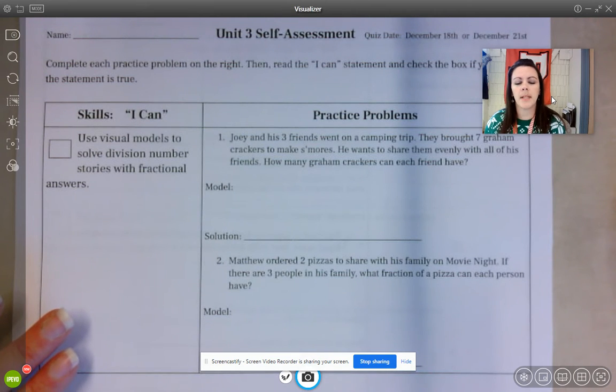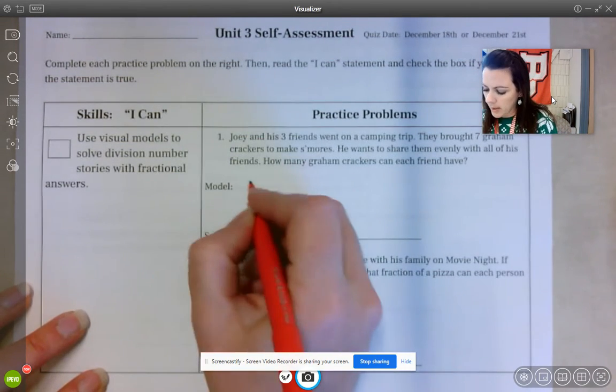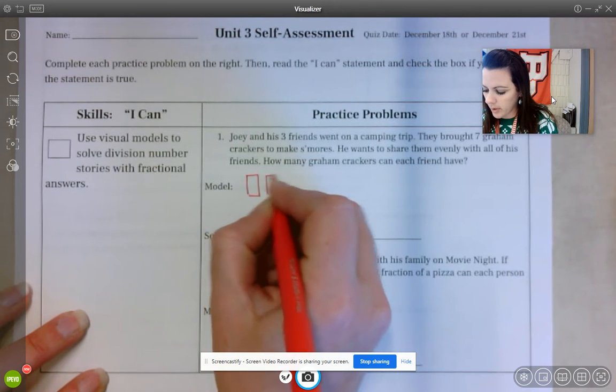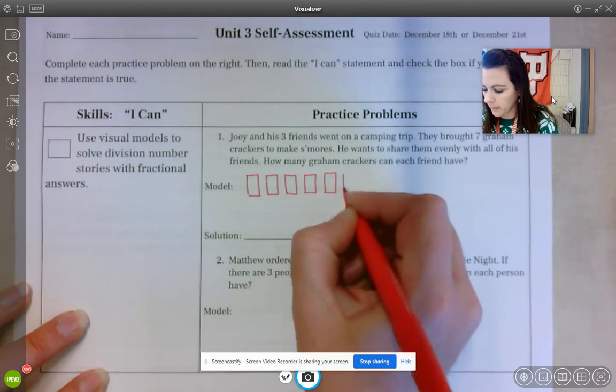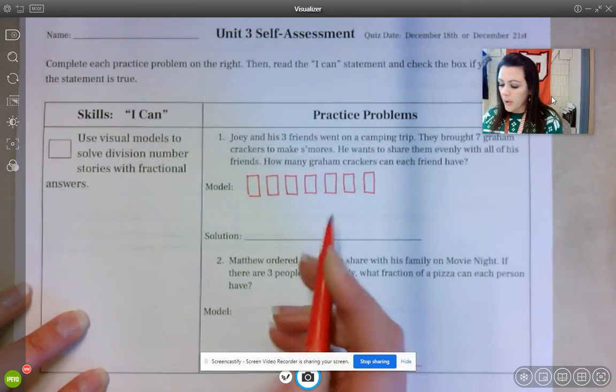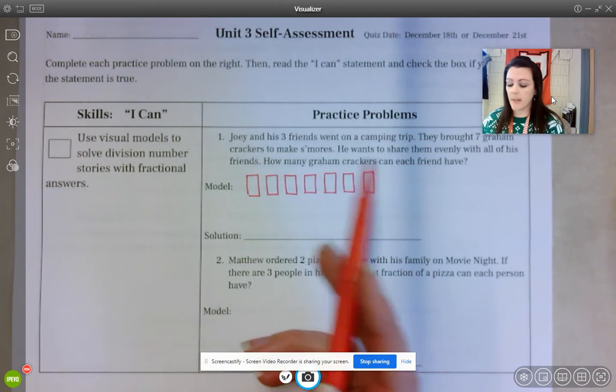So I know that when I'm done, my answer should be an answer greater than 1. If I get a fraction for my answer, I know that I've done something wrong. I'm going to start with my visual model. I'm just going to quickly draw 7 graham crackers. I'm going to imagine these 4 friends. I'm just going to think of them as numbers, person 1, 2, 3, and 4.